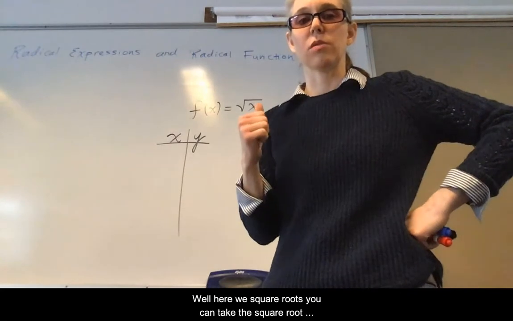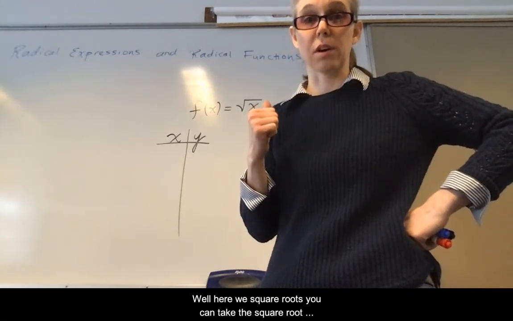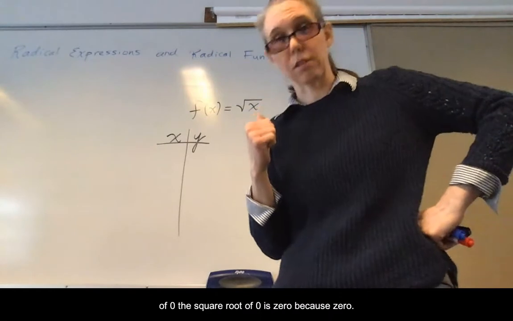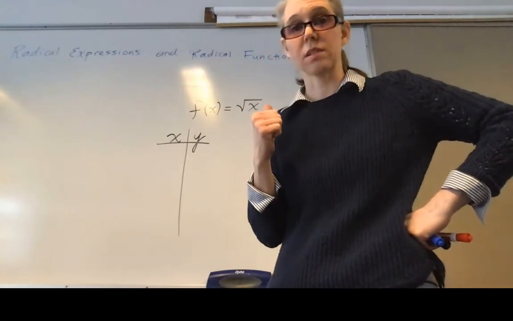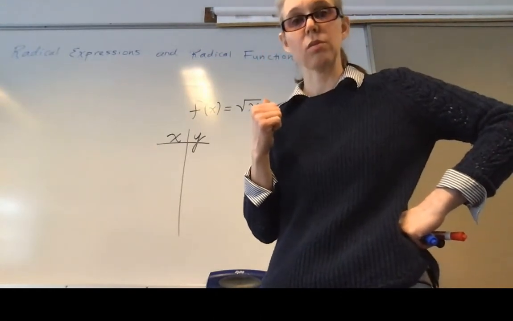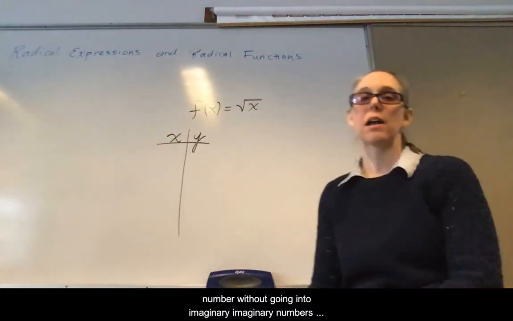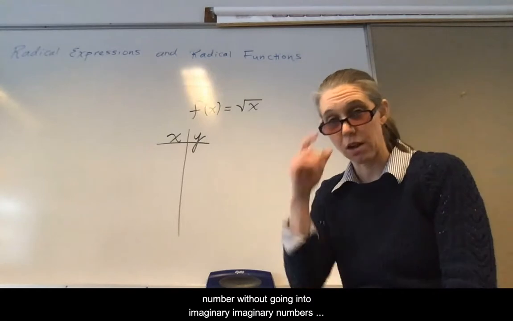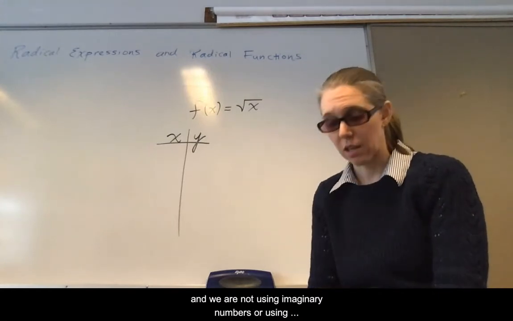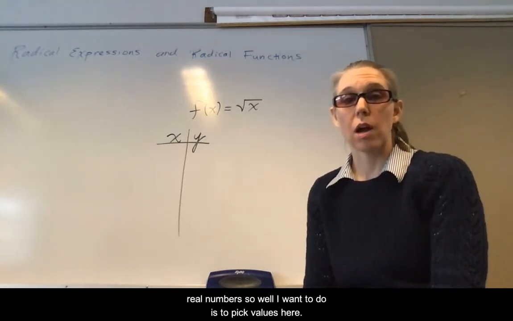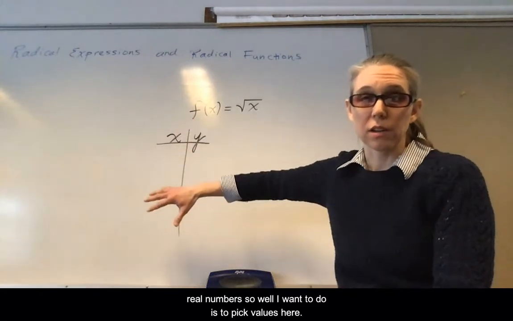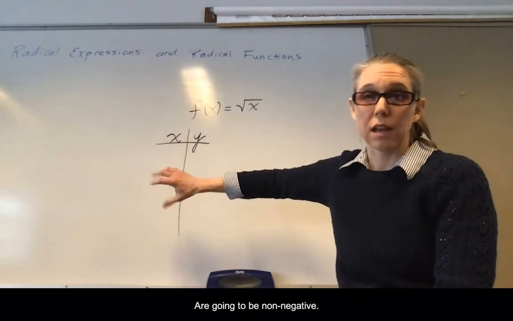Well, here, with square roots, you can take the square root of 0. The square root of 0 is 0, because 0 times 0 is equal to 0. But you cannot take the square root of a negative number without going into imaginary numbers, and we are not using imaginary numbers. We're using real numbers. So what I want to do is pick values here that are non-negative.